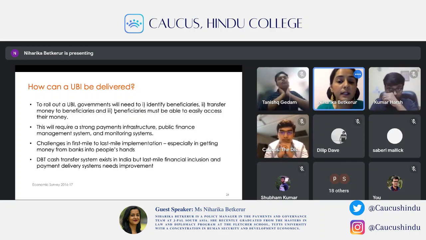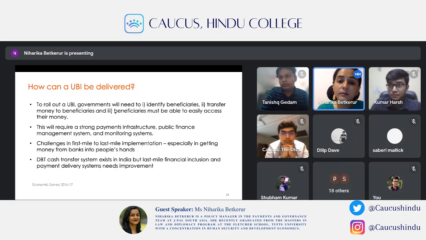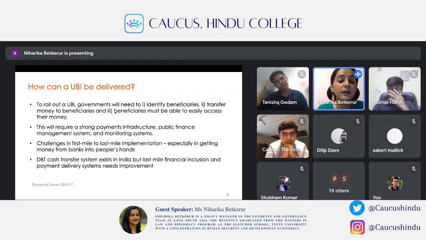And finally, having a really strong monitoring system is really important, because governments would need to know whether the money has actually reached the bank accounts. There needs to be a robust grievance redressal system in case people are not receiving it, or in case there is some authentication failure, or any kind of last mile issues. So a robust monitoring system is also something that needs to be in place before UBI can be considered.